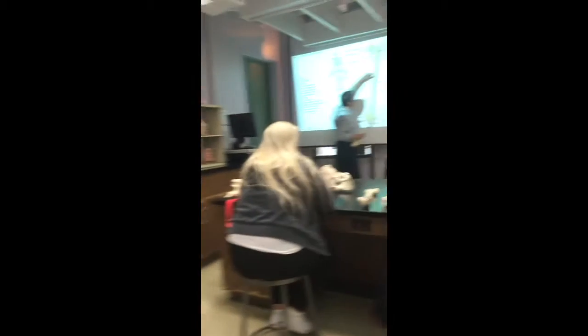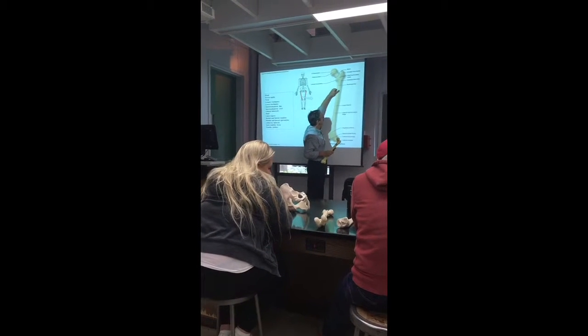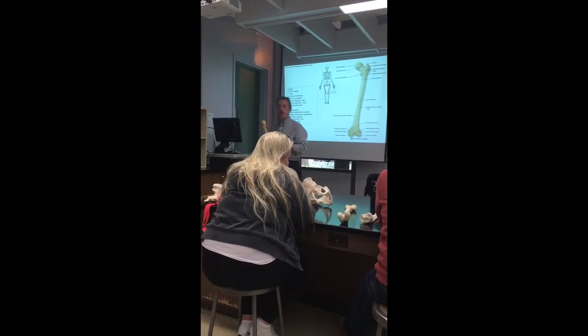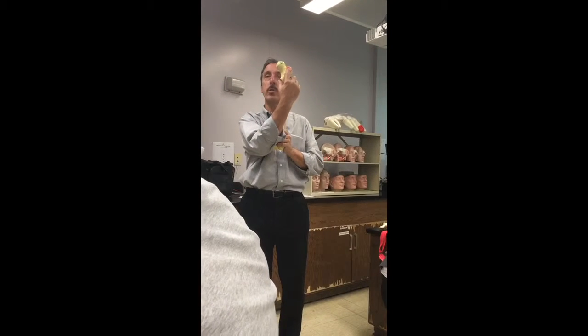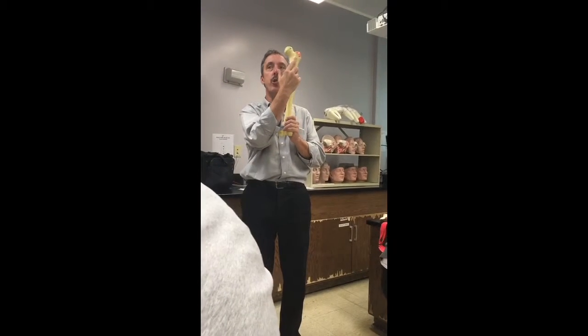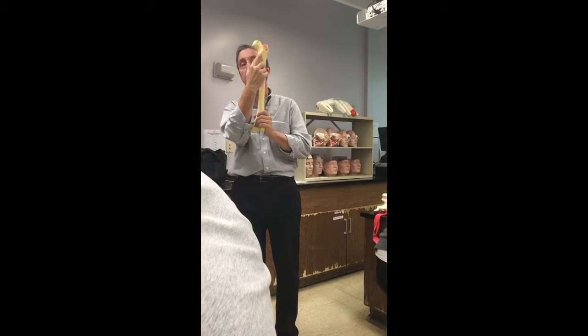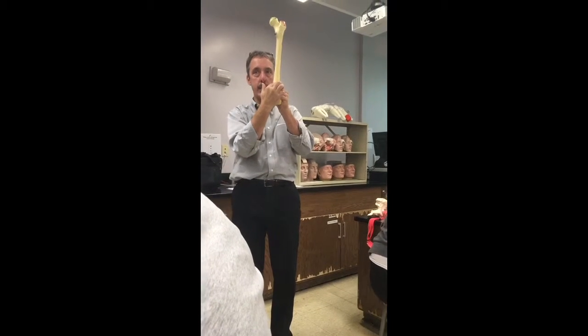Here it is on my picture. This big ridge of bone right here: linea aspera. Some people say aspera. However you want to pronounce it, it's fine. Okay, so the two trochanters, the intertrochanteric crest, linea aspera.